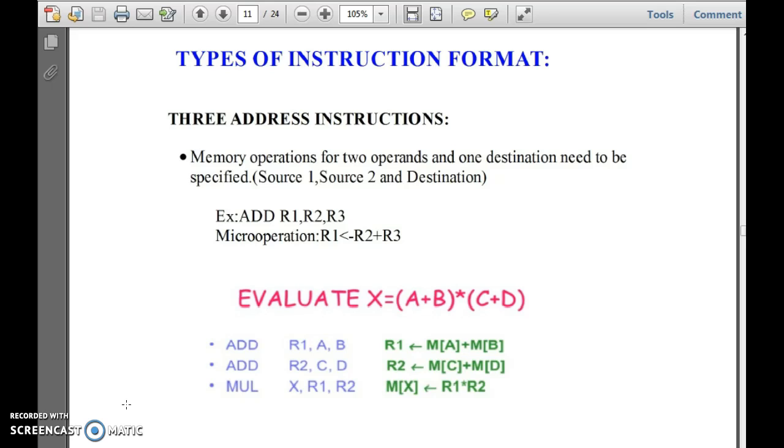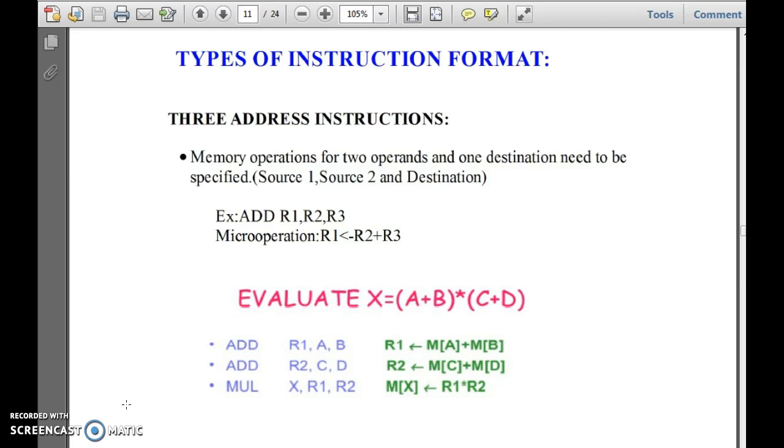For example, if we take add R1, R2, R3, the micro-operation taking place is that R1 stores the destination value after adding the values of R2 and R3. So R2 and R3 are added up and the result is given in R1.